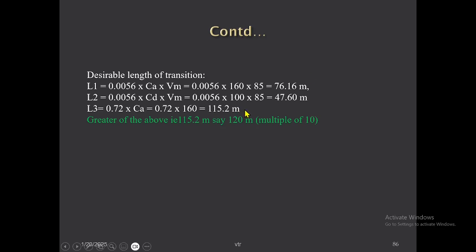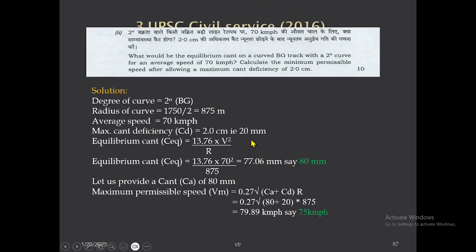Again, normally our station units are in 10 meter, so that is why we must have a multiple of 10 only. Fixing on the higher side, let's say 120 will be our length of transition. Okay, this is about this problem. So once again, you can slowly study and understand. Now let's go to the next problem.